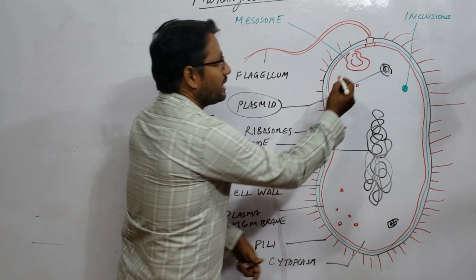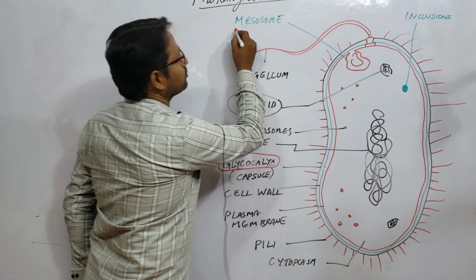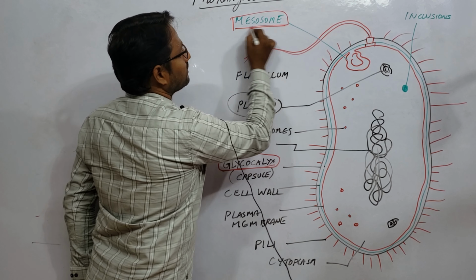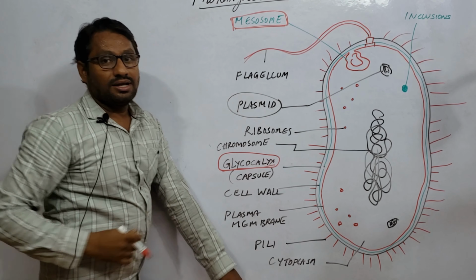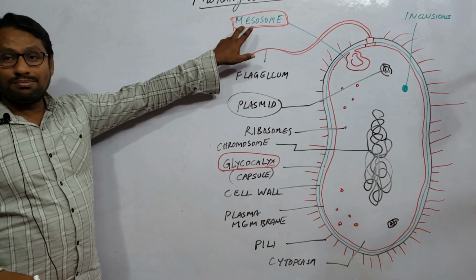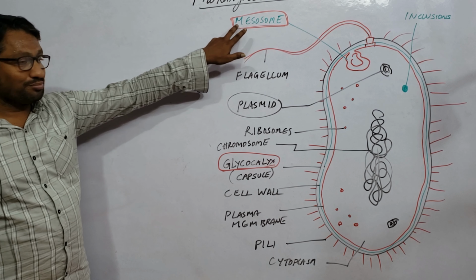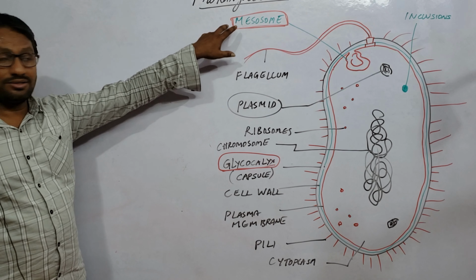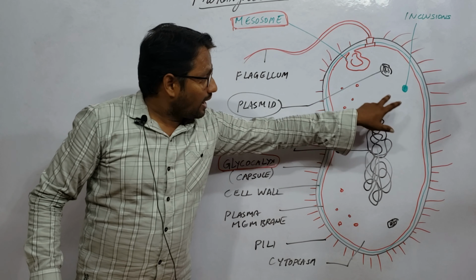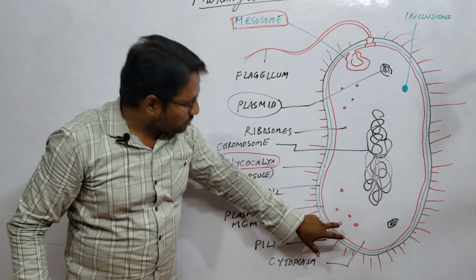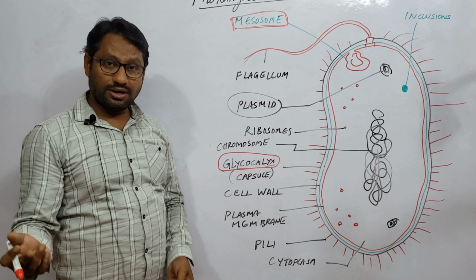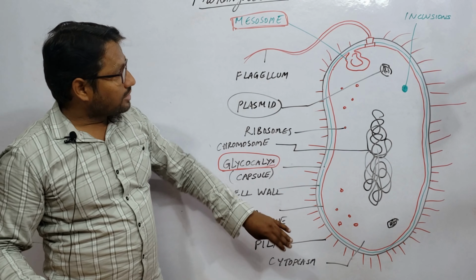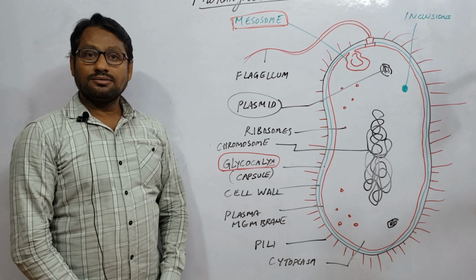The infolding of the plasma membrane is called mesosomes. These are useful in cell membrane synthesis, bacterial respiration, and also DNA replication. And we have ribosomes, which are present in eukaryotes too, and there are no membrane bound organelles in prokaryotes.